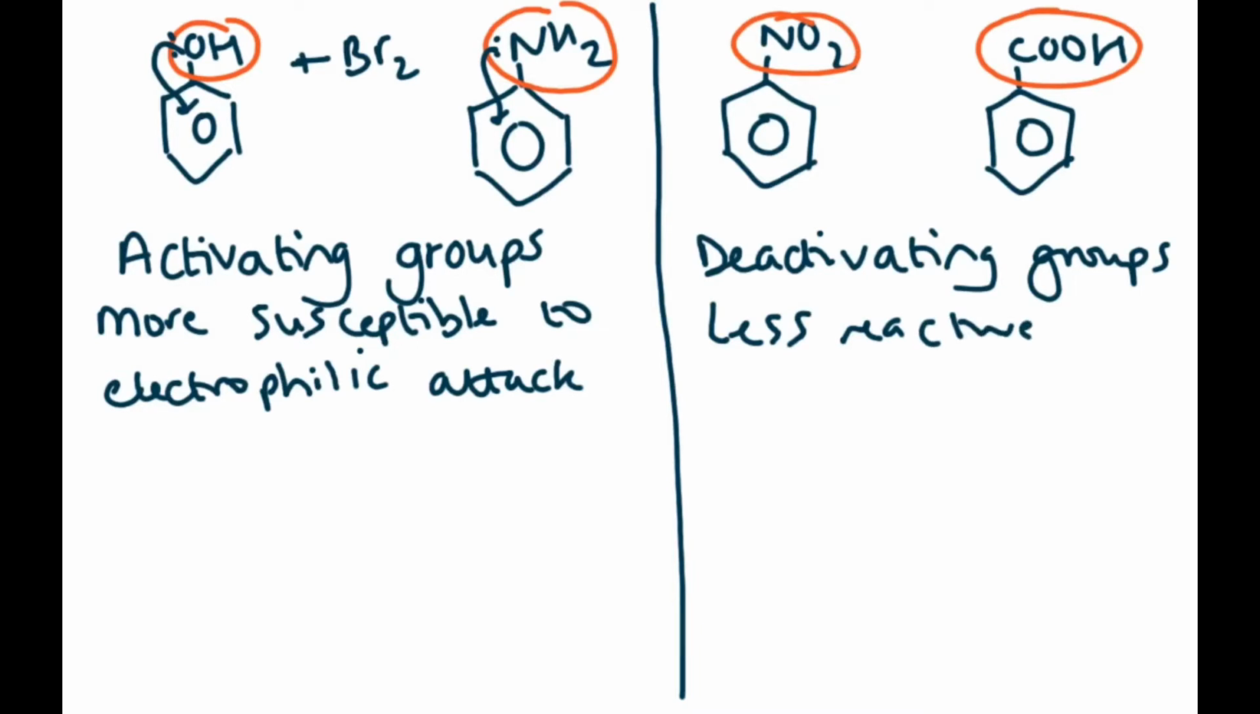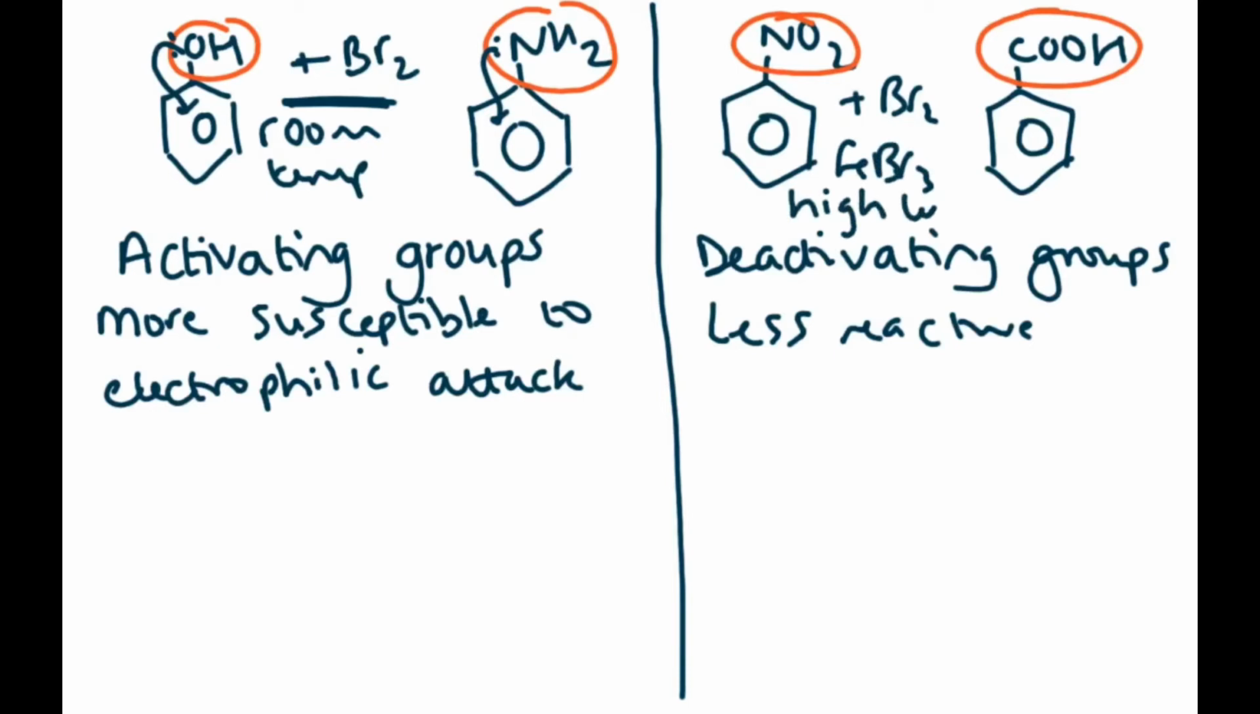So if you add phenol and bromine, this happens with bromine water, this happens at room temperature, and it's just a very reactive reaction. Whereas if you take nitrobenzene and bromine, then you're going to need a halogen carrier, something like FeBr3. You're going to need high temperature, so they're not as reactive as the activating groups. And the other point as well is that they substitute in different positions.